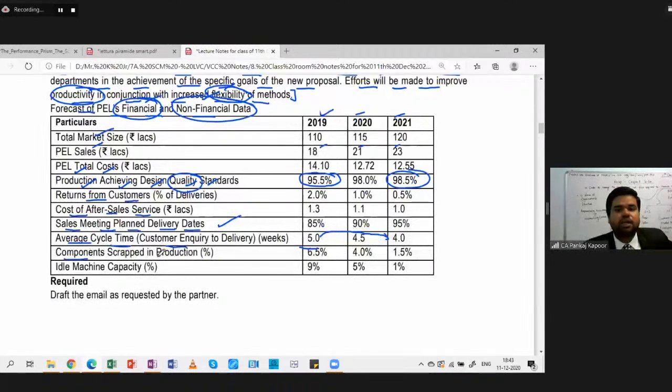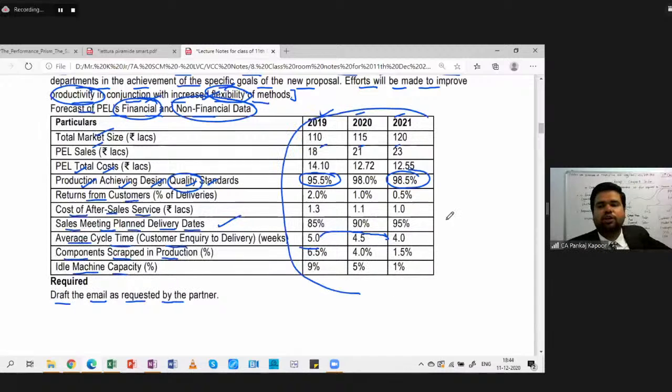Then further, the components scrapped in the production, which means the wastage. You can say that it is improving on the wastage. Then the idle machine capacity. You can see the data here. Now, what do you need to do? Draft the email as requested by the partner. You need to assess the 4 things here based upon the data given to you. What are the 4 things you need to assess?